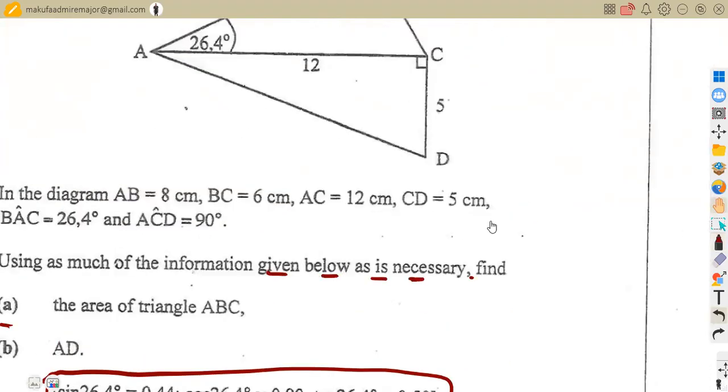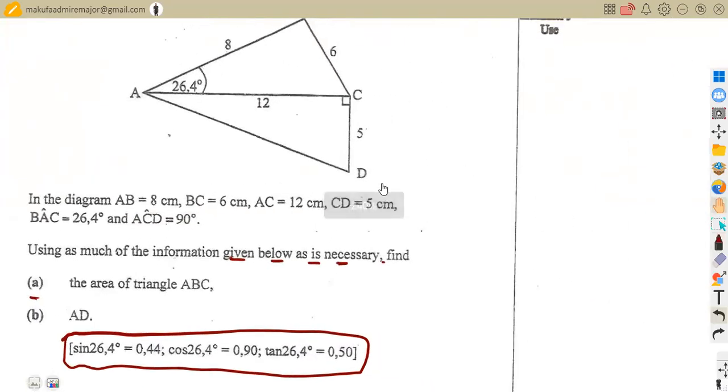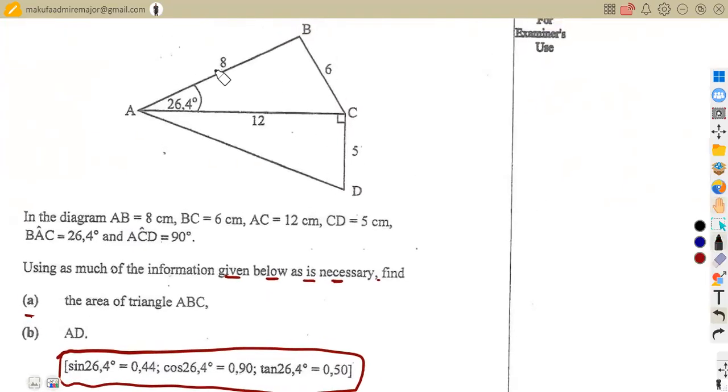All right, so we need to calculate the area of triangle ABC. If we take note of this triangle ABC, that is our triangle. It's a non-right angle triangle, but there's an angle that we are given of 26,4, and the two sides here that we have. So you can use the area formula for a non-right angle triangle, whereby the area of triangle ABC is going to be half AB sine theta.